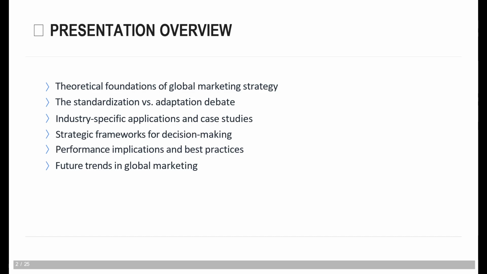Then we will focus our attention on strategic frameworks. I'll introduce decision-making tools and models that help companies choose the right mix of standardization and adaptation. Performance implications and best practices: we'll look at how these choices impact business results and what best practices have emerged from research and experience. And lastly, future trends. We'll discuss how digital transformation, sustainability, and changing consumer expectations are shaping the future of global marketing. Next slide.